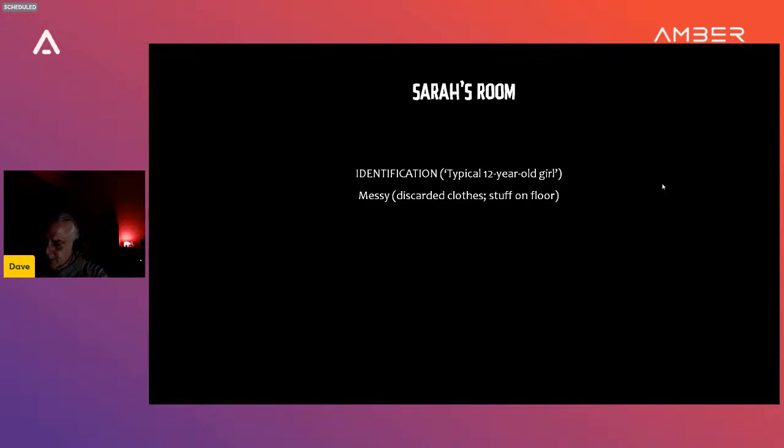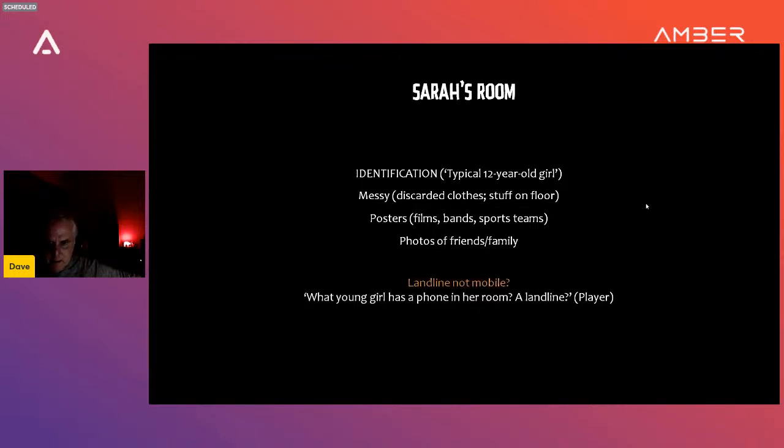But we have to create that empathy and sustain that fat empathy pipe. So we see players identifying with her messy room, her posters, photos of friends and family. So here's the next odd thing. We had the odd watch, and we figured out why the watch was a suitable choice. You're disrupting the empathy, the identification here. A player says, what young girl has a phone in her room? A landline. It is a curious choice. Why a landline? Why not a mobile phone?